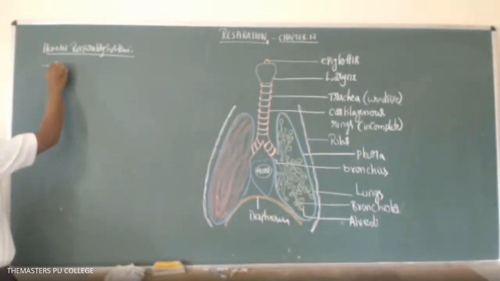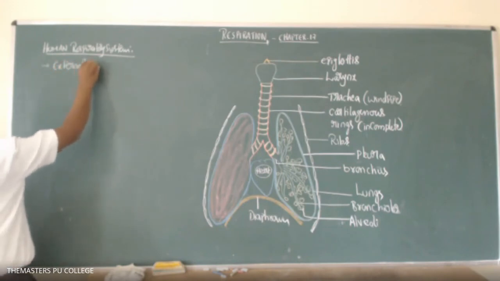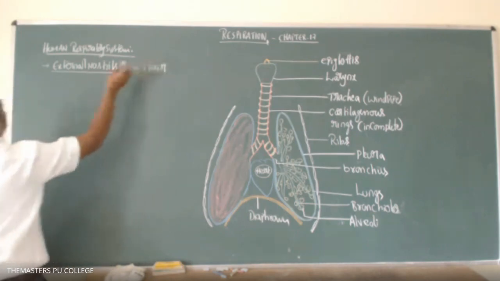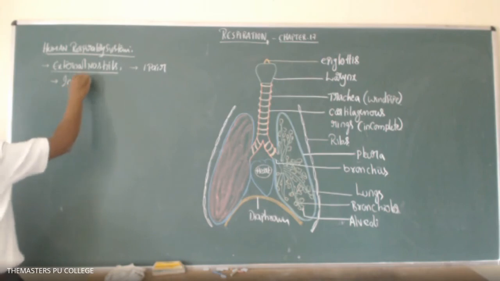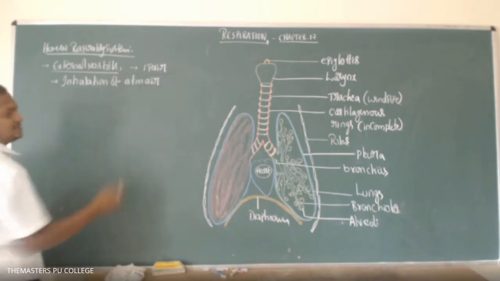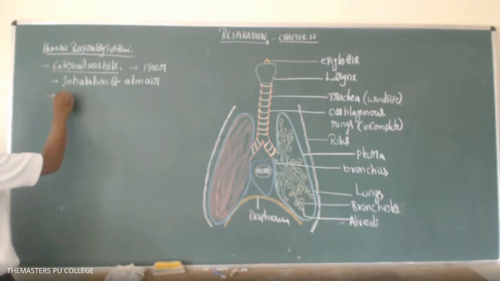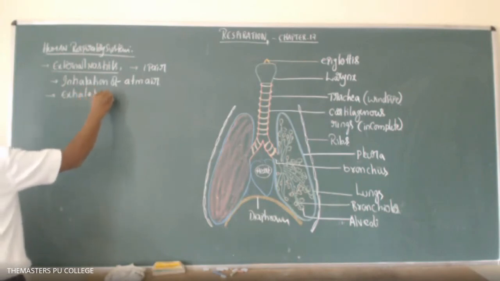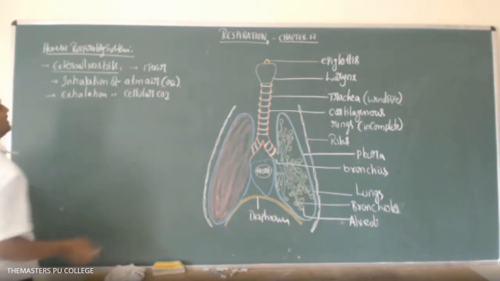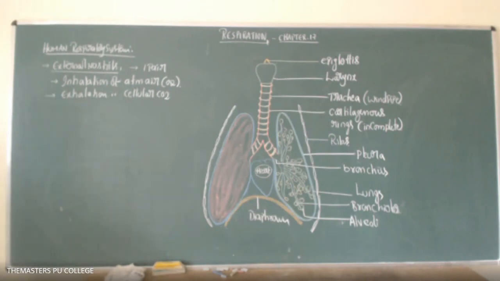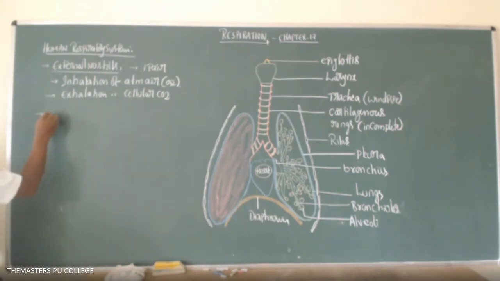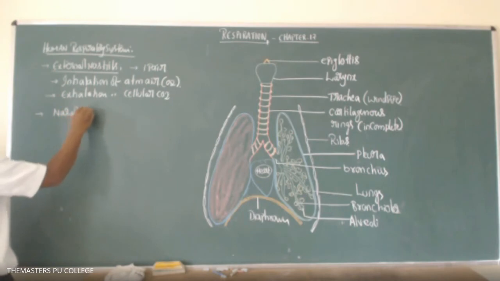So what is the function of external nostrils? How many external nostrils are there, students? One pair of external nostrils is presented. So what is the function of external nostrils? Inhalation of atmospheric air. Inhalation means intake of atmospheric air. The next one, exhalation of cellular carbon dioxide. Right, students? Inhalation of atmospheric air, that is oxygen, and exhalation take place through the external nostrils only. And the air enters into the nasal chamber, students.